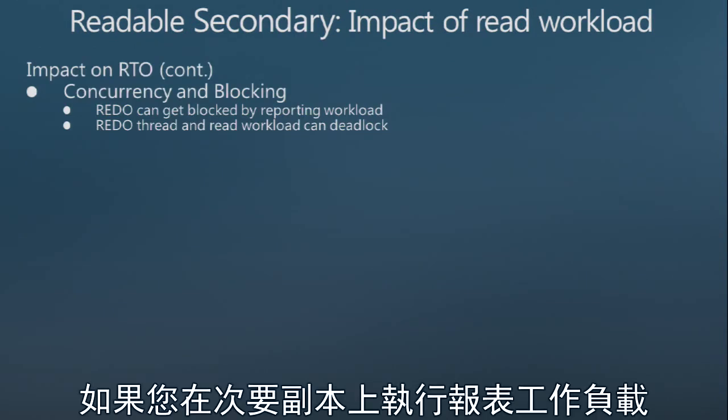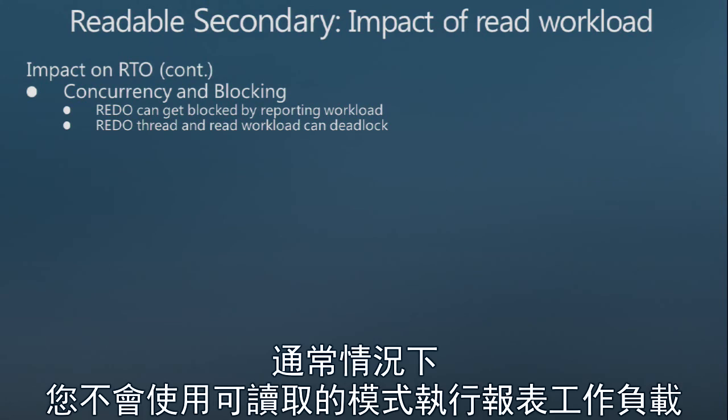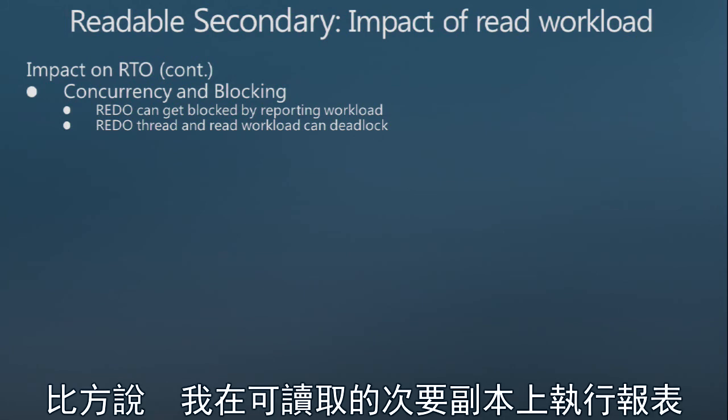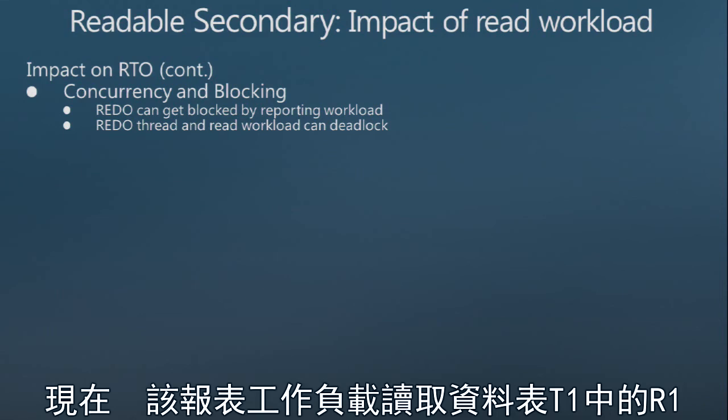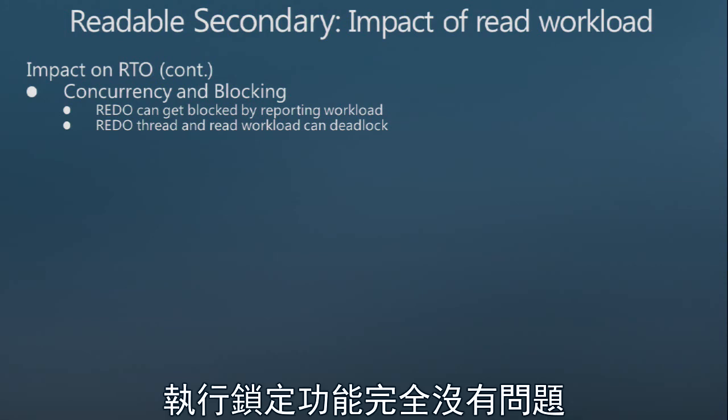If you are running a reporting workload on the secondary replica, and for now let us assume that it is running under repeatable read. Typically you do not run your reporting workload in repeatable read, but this makes the example a little easier. So let's say I was running my reporting workload on the secondary replica under repeatable read. Now that reporting workload reads a row R1, say in table T1. So it will take a share lock on that row. It is fine, it takes a lock, right?